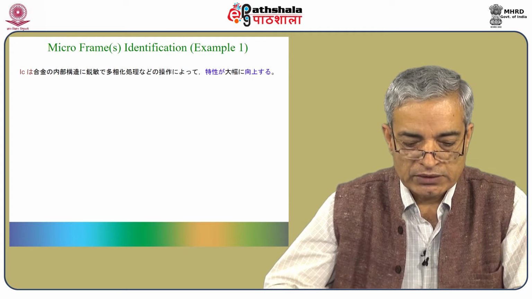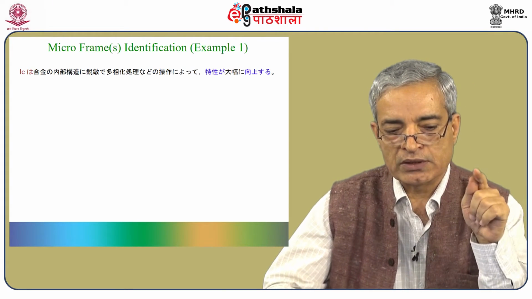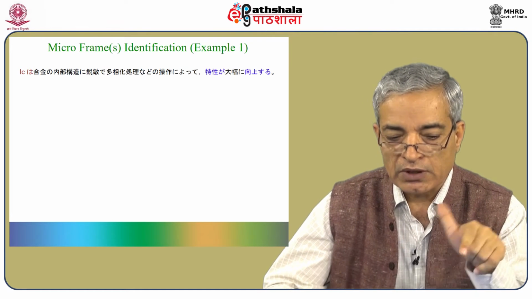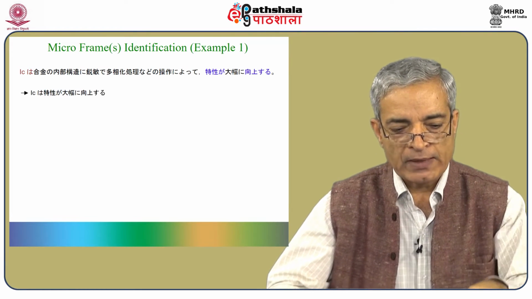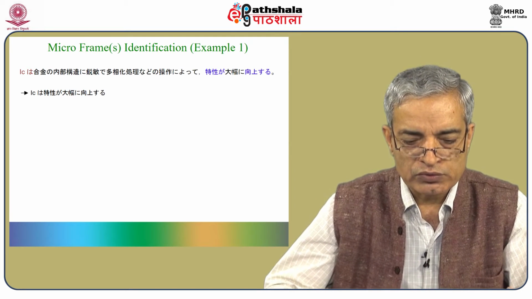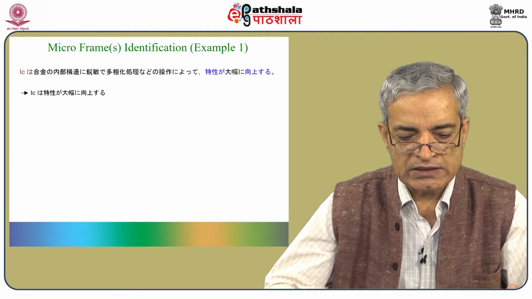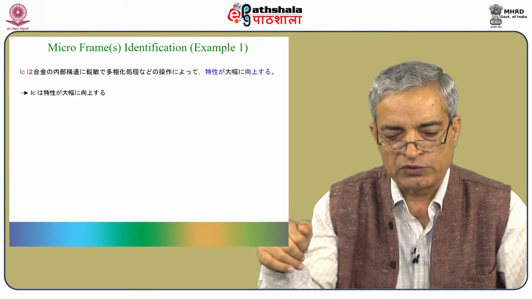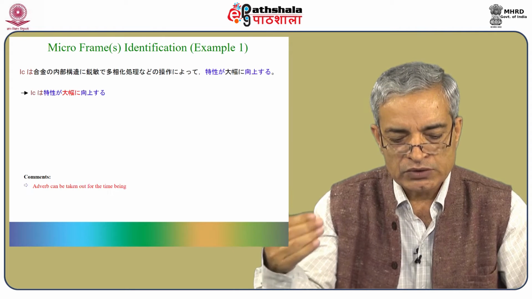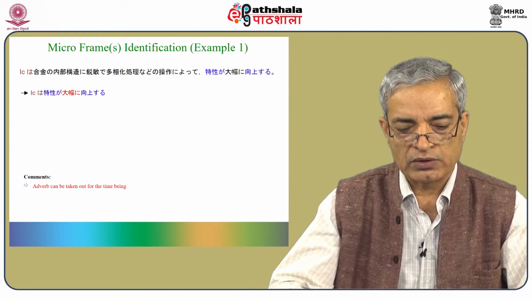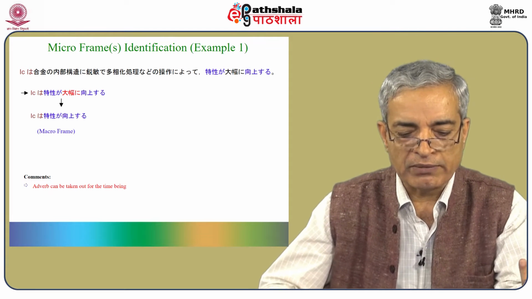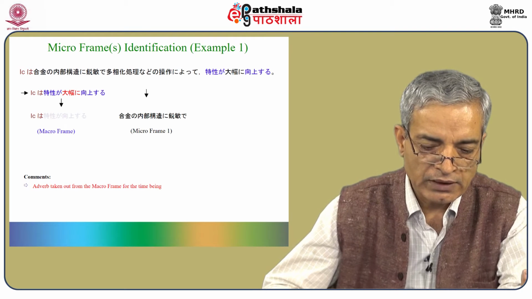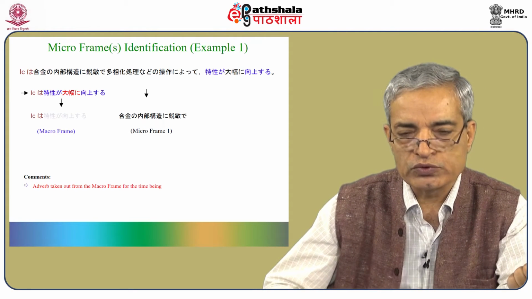Now let's try to see the microframes in this sentence. We have already done aisiwa toksega o haba ni kojo suru. The remaining part will give you the microframes. First, let's try to do some rationalization. O haba ni is extra. If you remove it, it doesn't create any problem in understanding. So the adverb can be taken out for the time being, and we find that the macro frame actually is aisiwa toksega kojo suru.